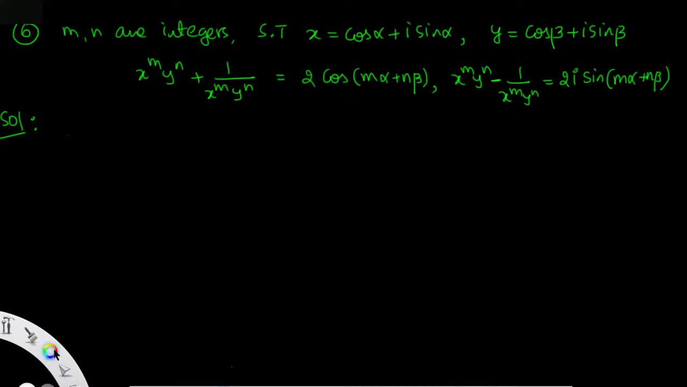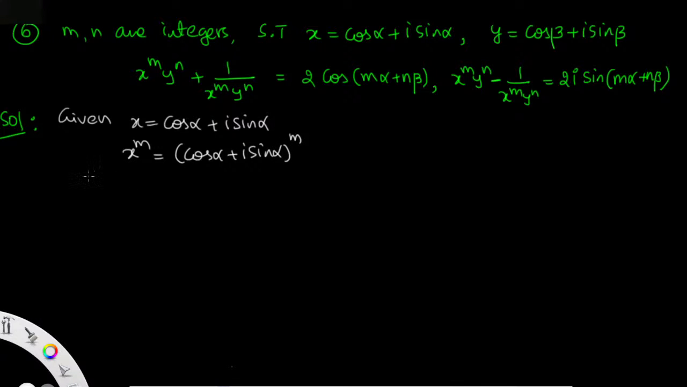So write: given x = cos α + i sin α. Now x^m is given, power raised to m, so write x^m = (cos α + i sin α)^m. Therefore x^m = cos mα + i sin mα, because the power is joined with the argument. Why? Because we are writing it in the form of De Moivre's formula.